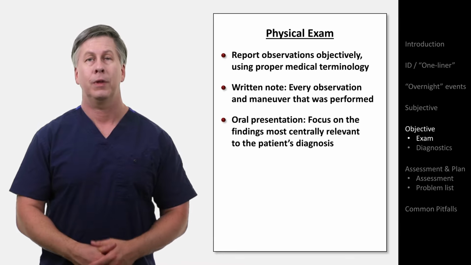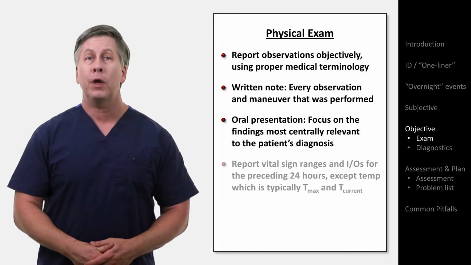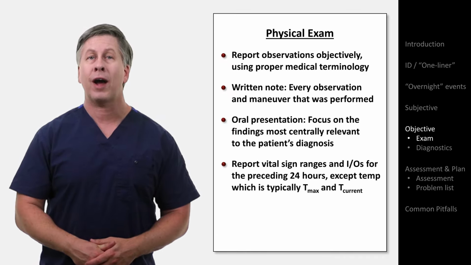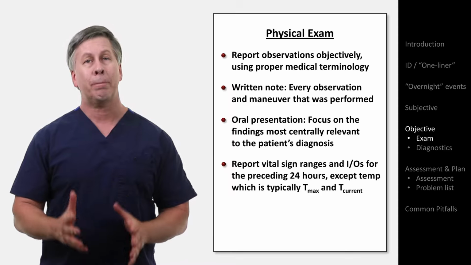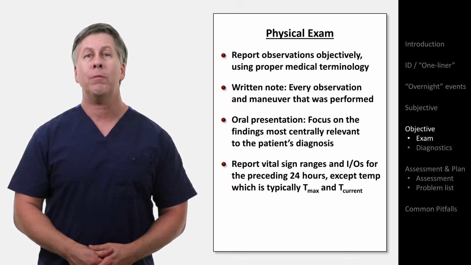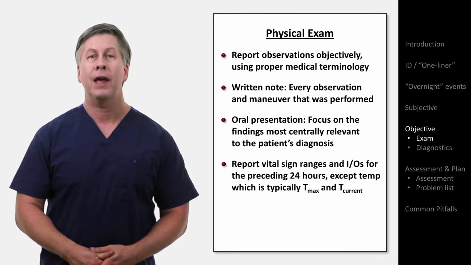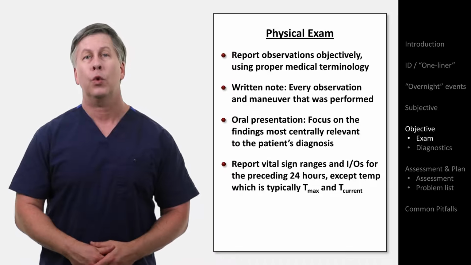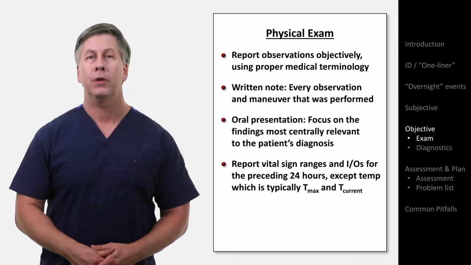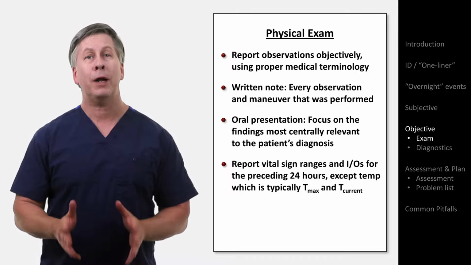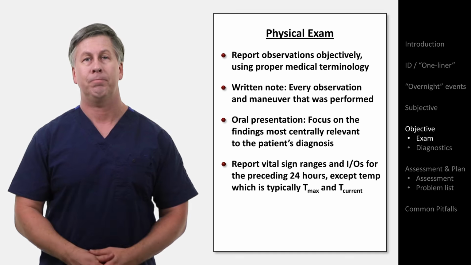or condition. For both, report vital sign ranges and the ins and outs for the preceding 24 hours, except for the temperature. Temperature is usually reported as the Tmax, or maximum temperature in the last 24 hours, and the T-current, or the most recent temperature reading. Only in patients with clinically relevant hypothermia should you ever mention the minimum temperature.